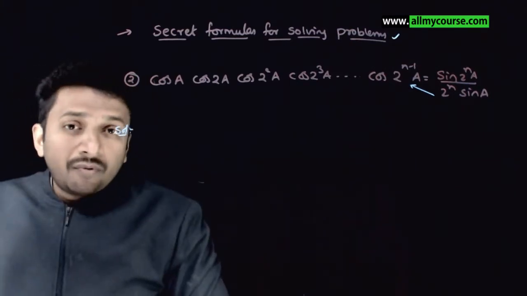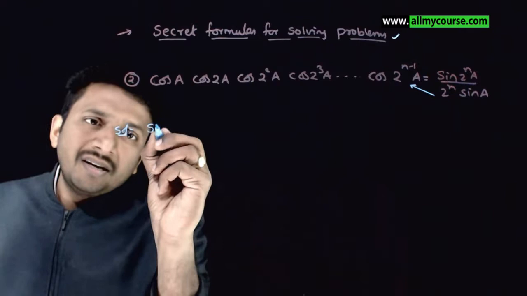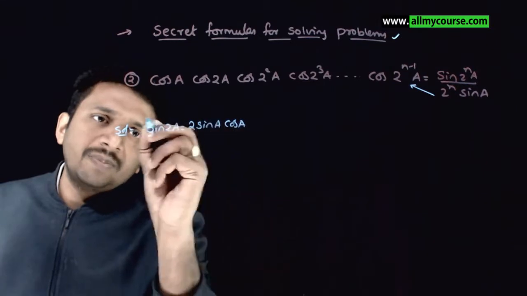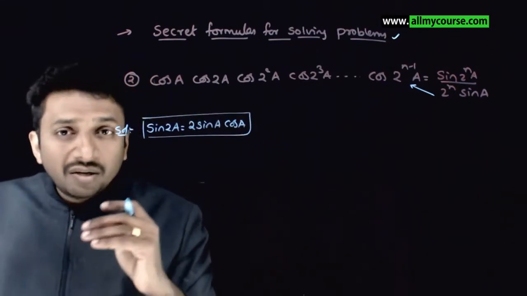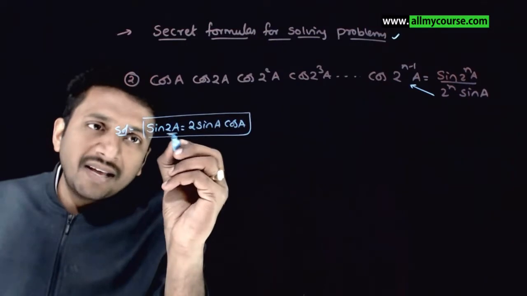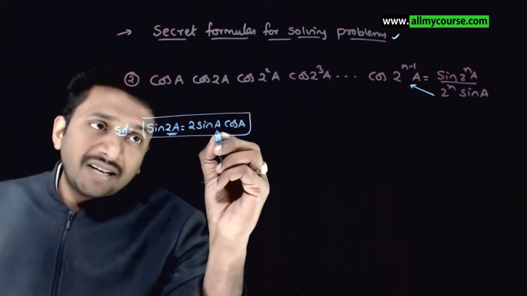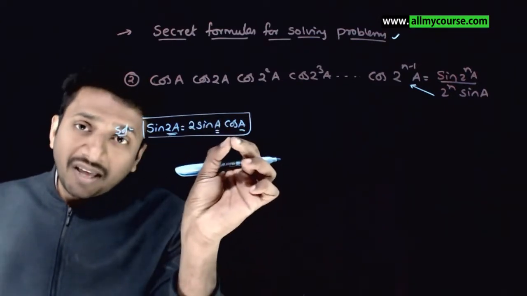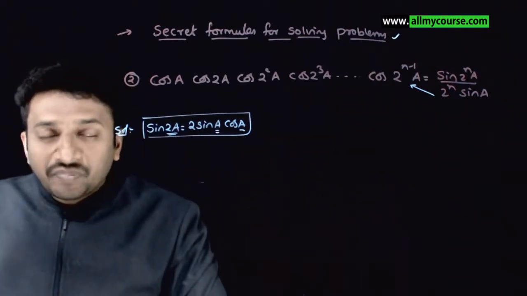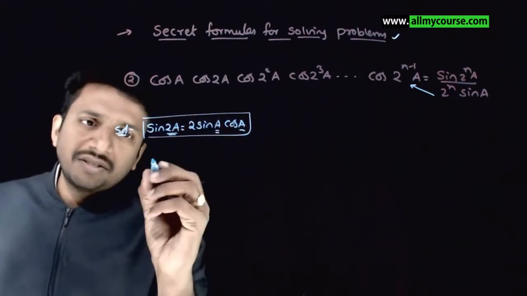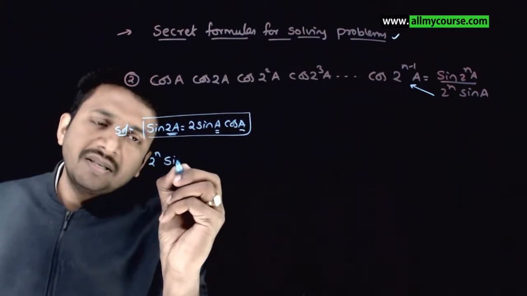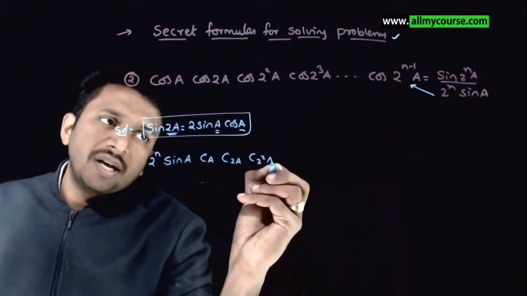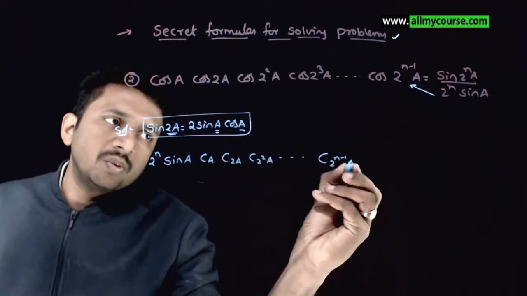And the formula that I want you to remember is sine 2A is equal to 2 sine A cos A. I hope you remember this multiple angle formula. That is, if you have an angle here, the angles that come here are half of these angles. If you have 2A here, you get A and A. Conversely, if you have A and A here, you get twice that angle inside. So if you multiply this with the LHS, you have 2 power n times sine A times cos A cos 2A cos 2 square A, so on, cos 2 power n minus 1 times A.